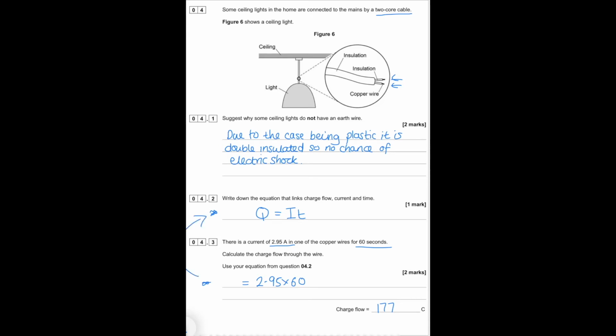Now, if you did not put anything here and you multiplied the current by the time there, that could help you recall that equation. Figure 7 shows a current potential difference graph for a piece of copper wire. Draw another line on Figure 7 for a wire with a different resistance. So all you need to do is take your ruler and draw a straight line with a different gradient.